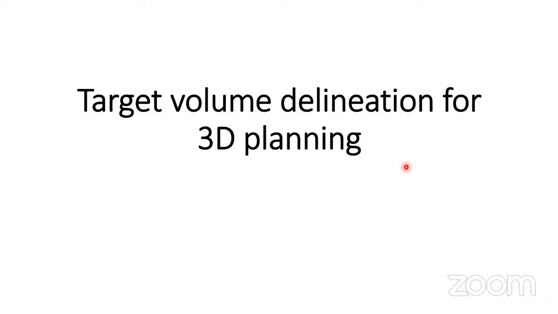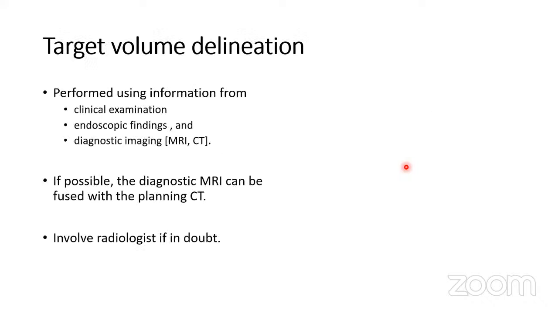Now coming on to the 3D planning for rectal cancer. The basic important principle which we need to remember is to have all information available. That is, you should use the information from your digital rectal examination and the colonoscopy, as well as from the diagnostic imaging modalities, which are MRI and CT. If possible, always fuse the MRI with the planning CT. And please involve the radiologist if you are in uncertainty. That is very, very important.